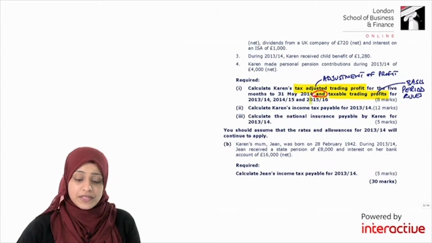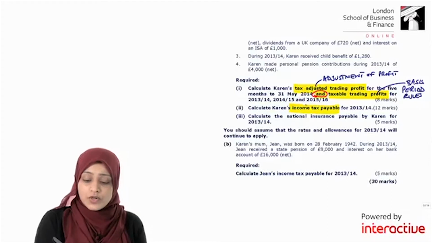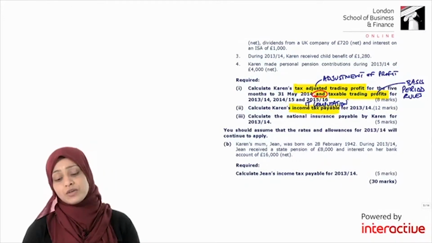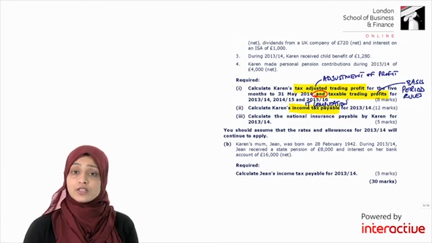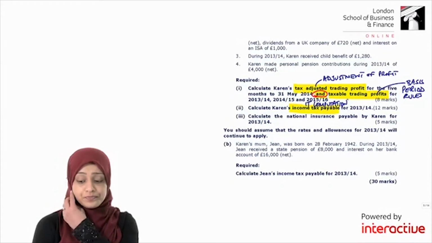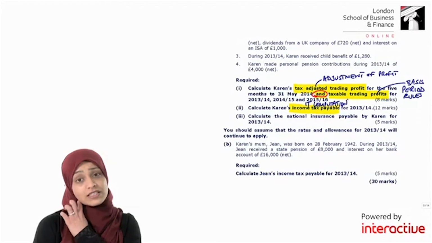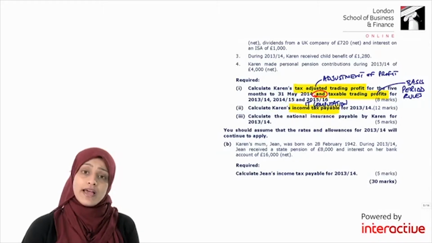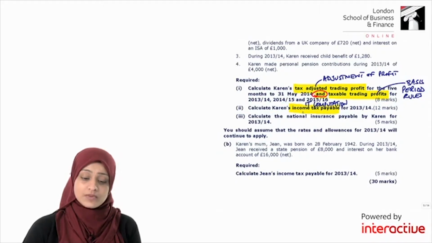The next requirement is to calculate the income tax payable. This means we're going to have to prepare the income tax computation. The income tax computation for an individual will include different types of income. So from here I can see that Karen has got some trading income, and maybe there is a possibility of Karen having other types of income as well. And we have to calculate the tax that is payable.